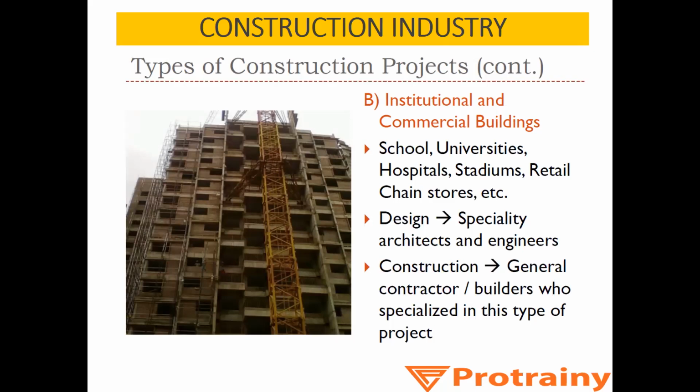There are thousand things you need to consider when you design a hospital, or you design a stadium, or you design a big shopping mall, or even a school or a university. So these architects will be special architects who have previous work experience and knowledge of those particular kinds of projects. And then construction will be performed by the normal general contractors, builders, who specialize in this type of project. So this is the second category, that is institutional and commercial kind of buildings.